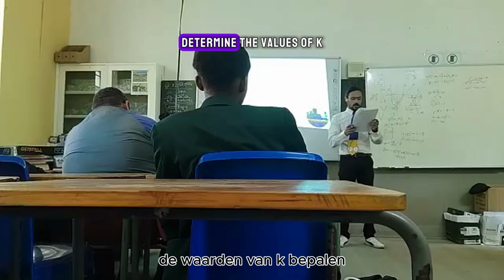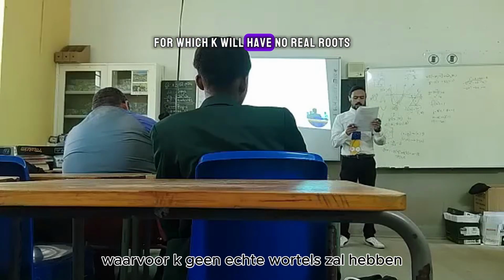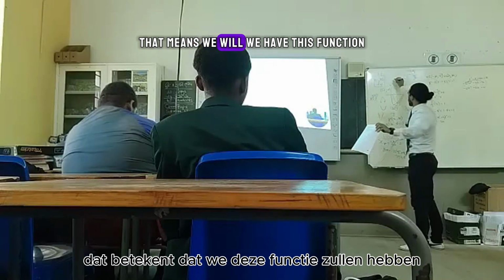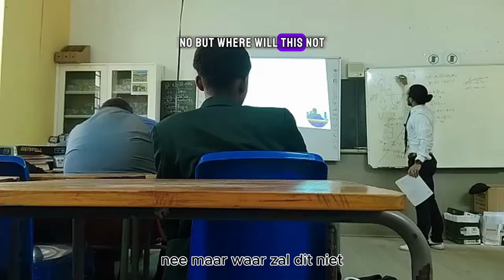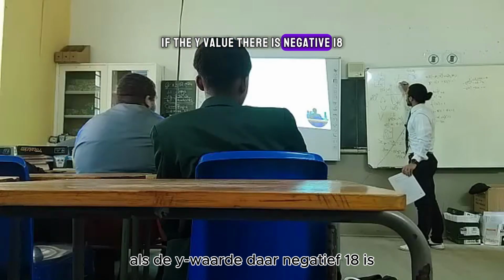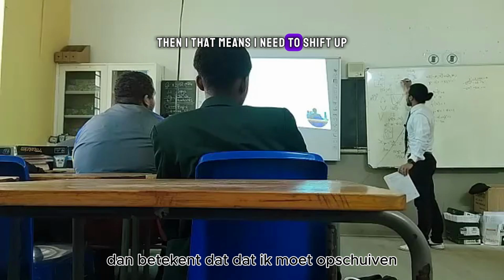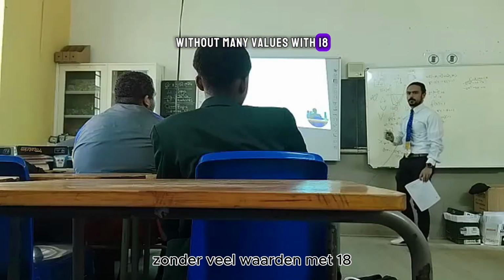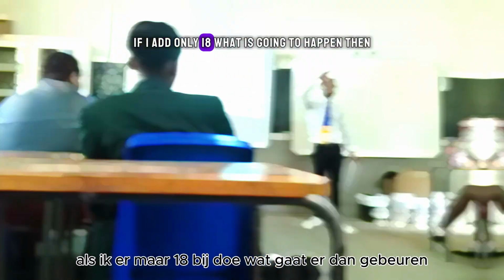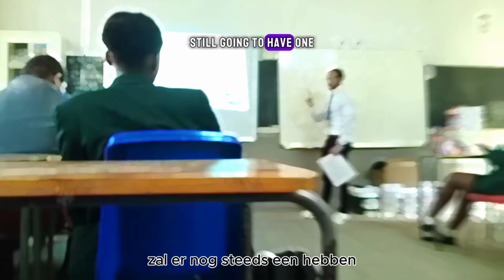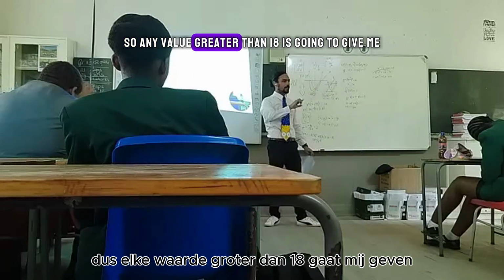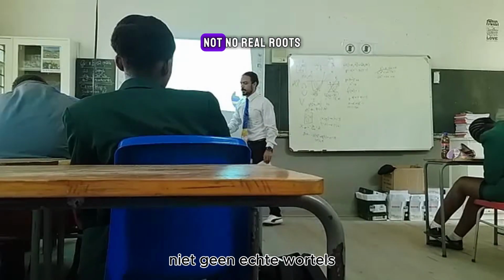Now they ask us, determine the values of k for which k will have no real roots. So what does that mean? That means where will this not have any roots? If the y value there is negative 18, then I need to shift up by how many units? By 18. So we technically need to add 18 or more. If I add only 18, what is going to happen? Then it's still going to have one root, or we say 2 equal roots. Alright, so any value greater than 18 is going to give me no real roots.